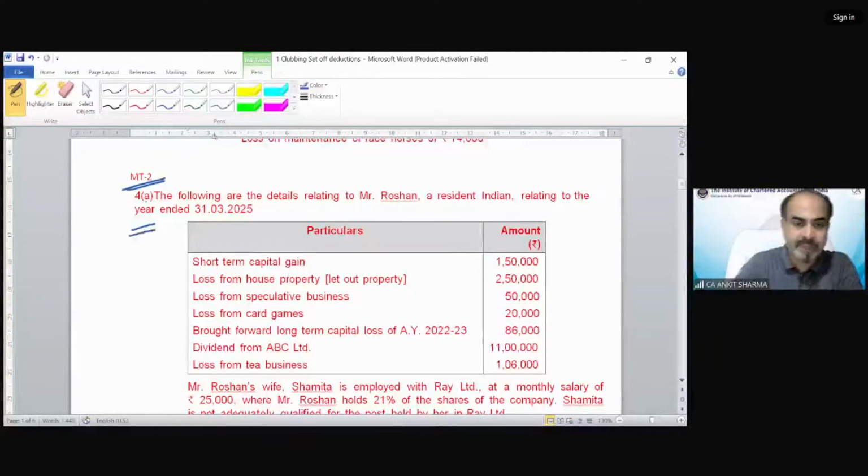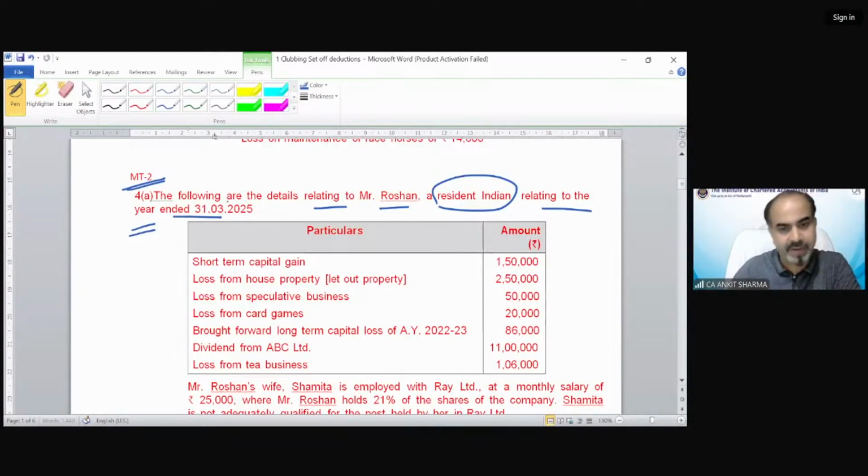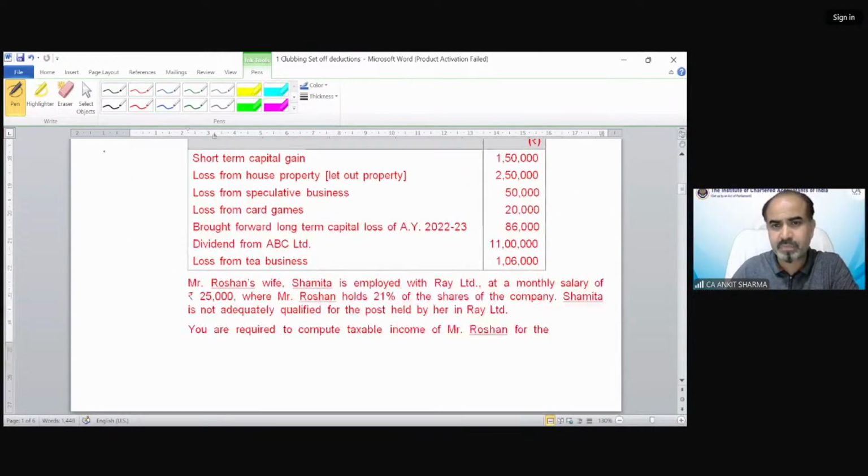Sure. Now model test paper number 2 and question number 4A. The following are the details relating to Mr. Roshan, a resident Indian, relating to the year ended on 31st March 2025. You can see income information is being given. Short-term capital gain, loss from house property let out, loss from speculative business, loss from card game, brought forward long-term capital loss, dividend from ABC, loss from tea business.